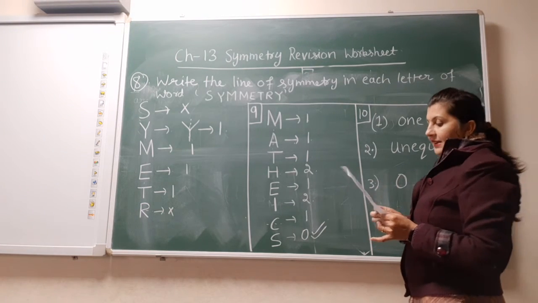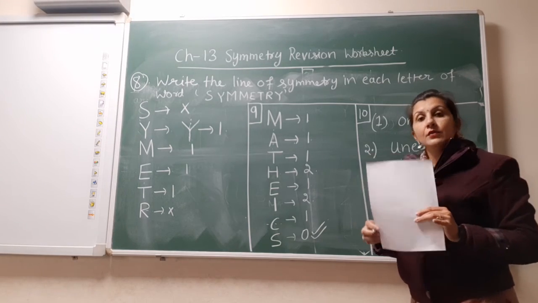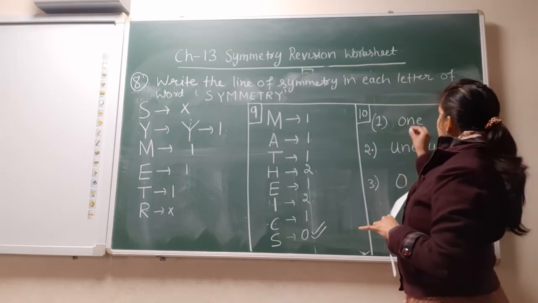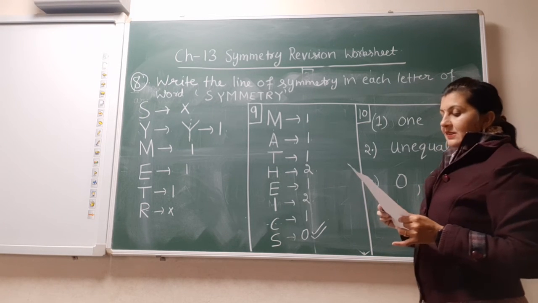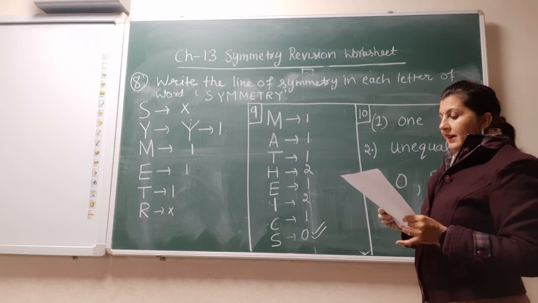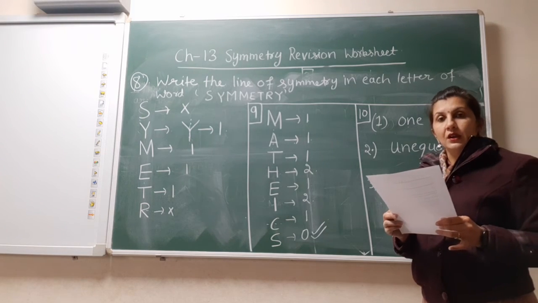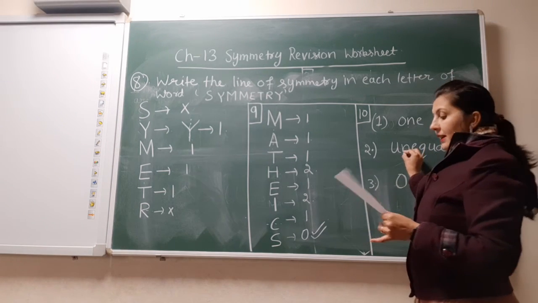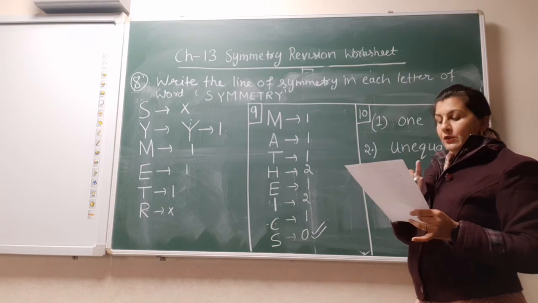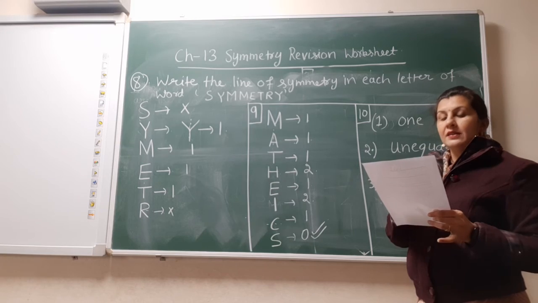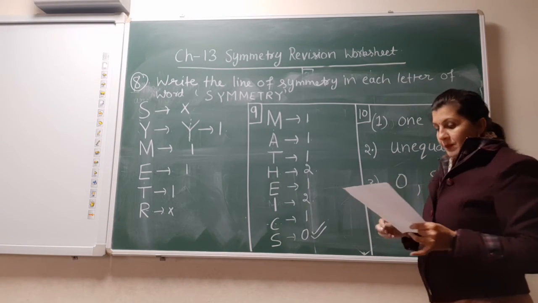Tenth is fill in the blanks. First is the number of lines of symmetry in a picture of the Taj Mahal. As we see the picture of the Taj Mahal, there is only one line of symmetry. Next is the number of lines of symmetry in a rectangle and a square are, the options are equal or unequal. We have seen in the MCQ questions that the number of lines of symmetry in a rectangle is 2 and in a square it is 4. So the answer is unequal.